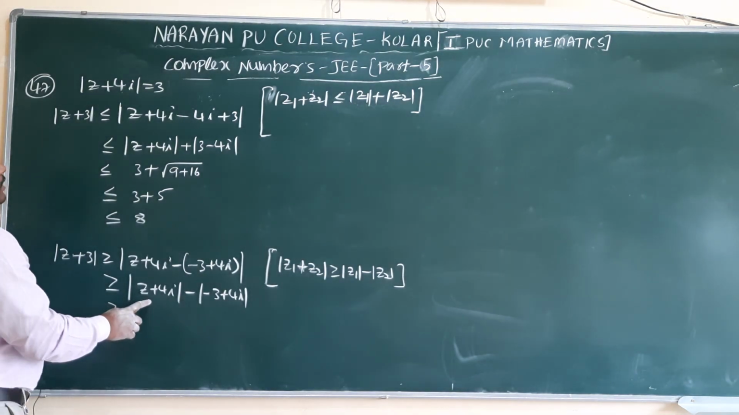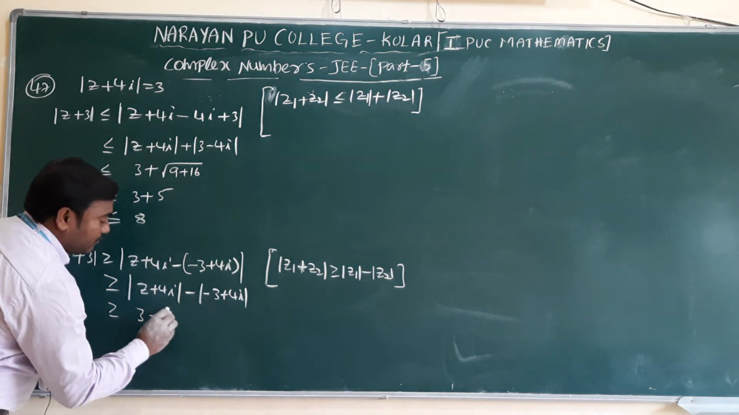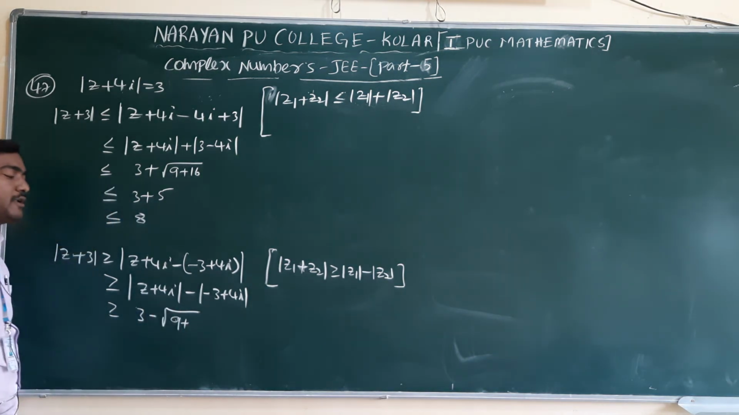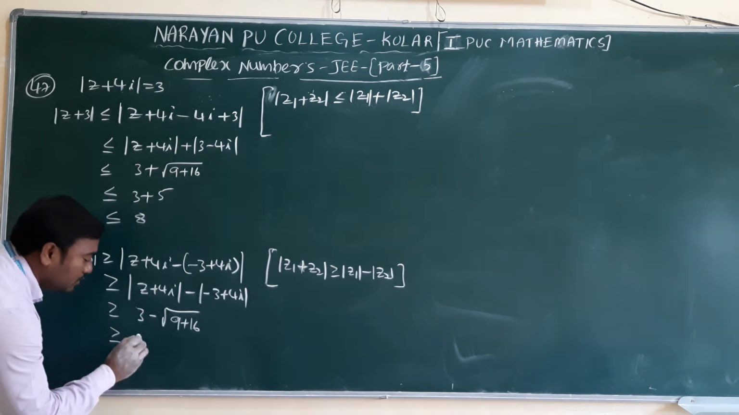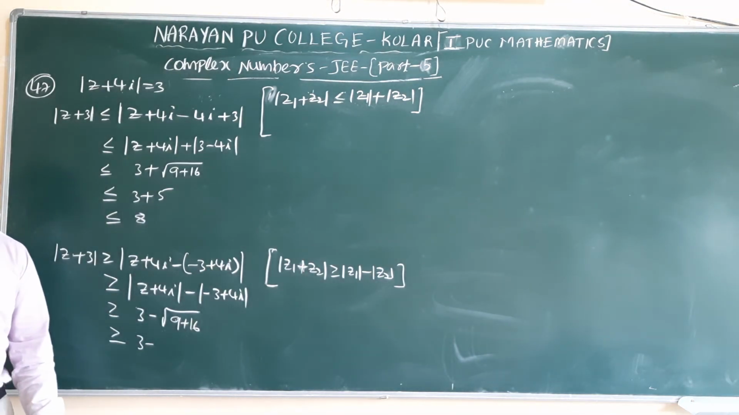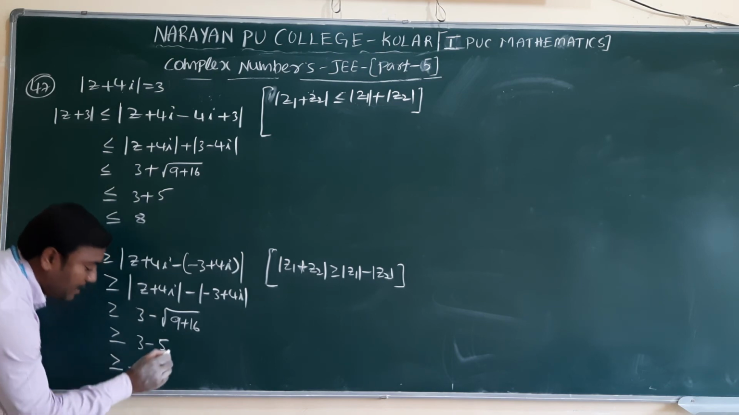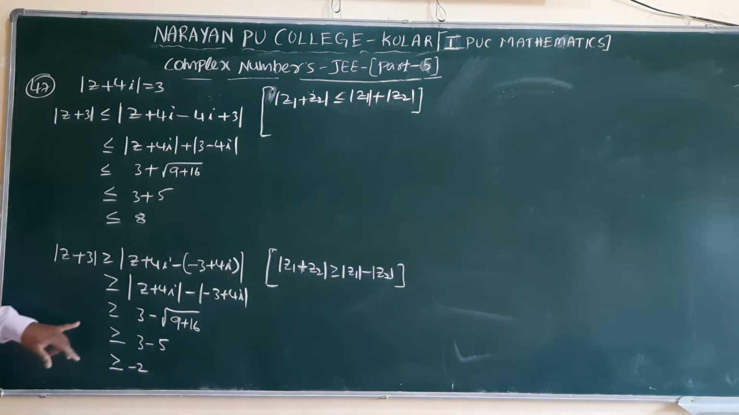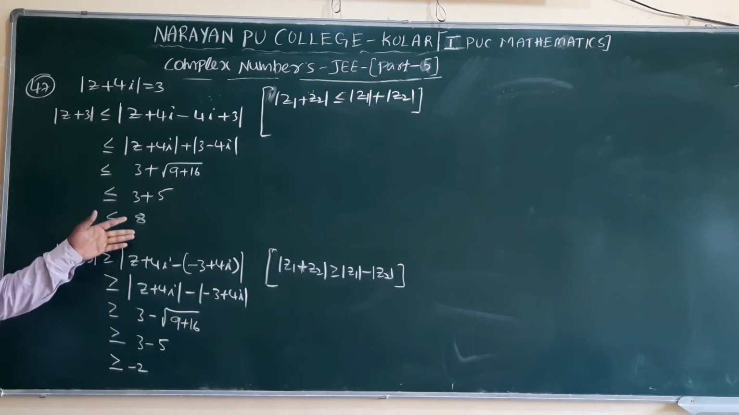so already they have given the value modulus of z plus 4i, 3, minus square root of minus 3 whole square value 9, 4 square value 16. So we get greater than or equal to 3 minus square root of 9 plus 16, meaning square root of 25. The square root of 25 value 5. So greater than or equal to 3 minus 5, minus 2. Now the options they have given: the value of z plus 3 is greater than or equal to minus 2 and less than or equal to 8.